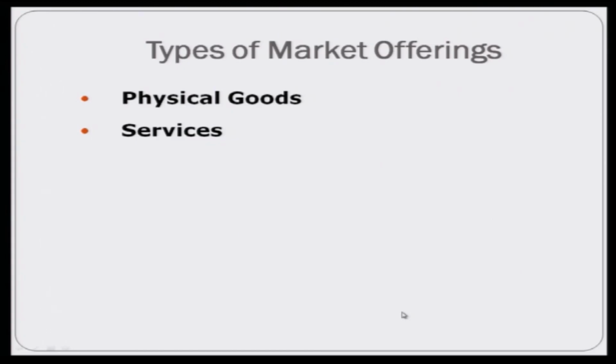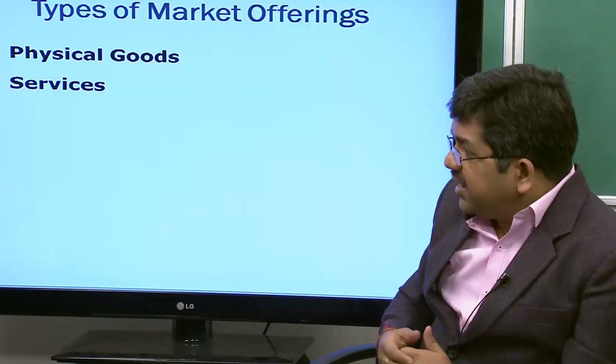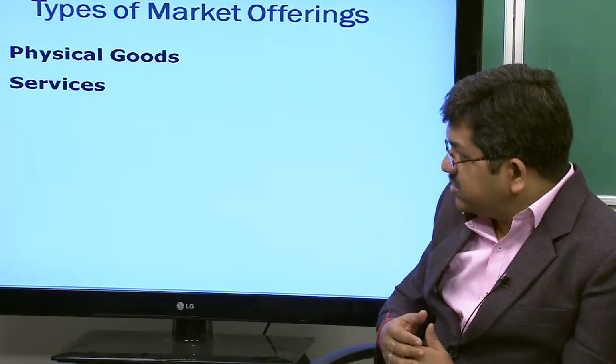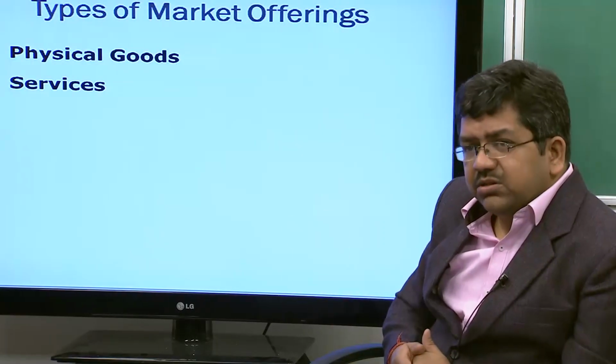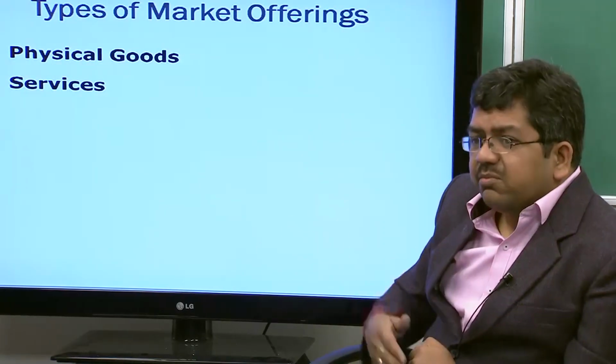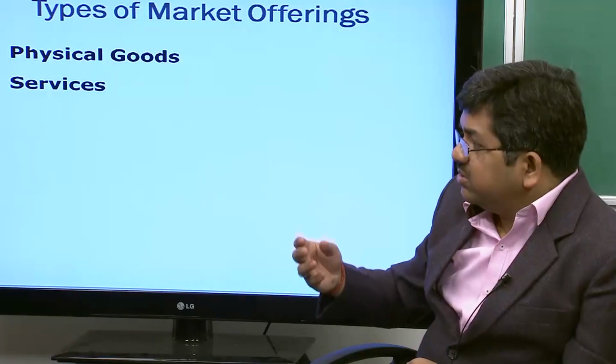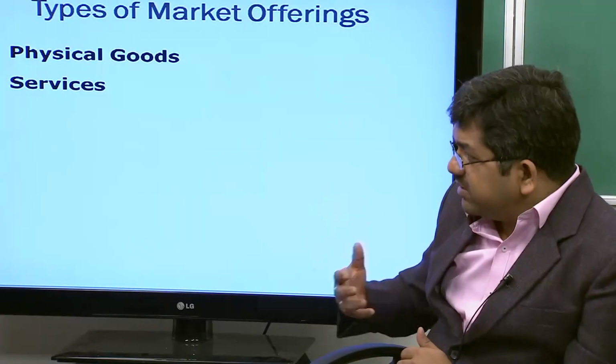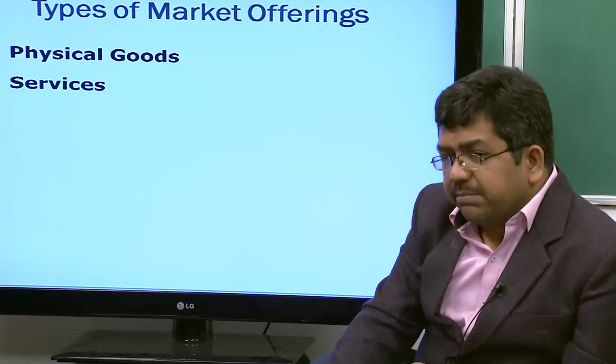Then you have services. Today if we see the proportion of GDP of all the developed economies, or even the Indian economy, we will find that services dominate physical goods. In India it is like 60 to 40, services versus physical goods. If you go to the developed nations, you will see the ratio is even more tilted towards the services side. Services, like those provided by airlines, all these individual service offerings are part of this.